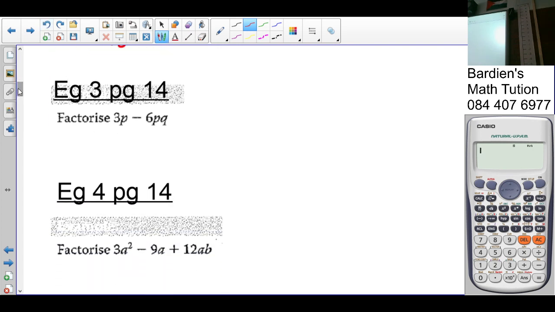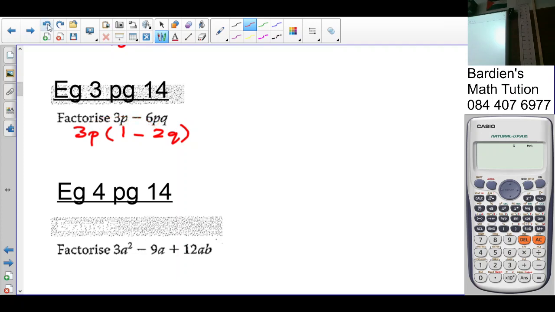The next one, what is common here? 3p. The 3p times what is 3p? 1. 3p multiplied by what is going to give you negative 6pq? Negative 2q. You all agree with that? 3p times 1 is 3p. 3p times negative 2q is negative 6pq.